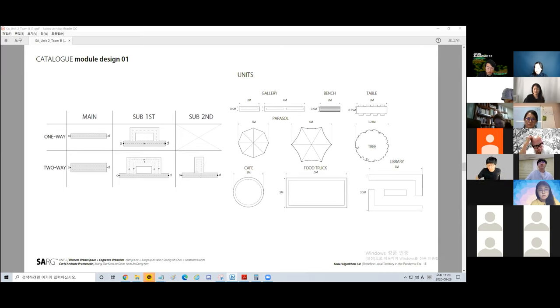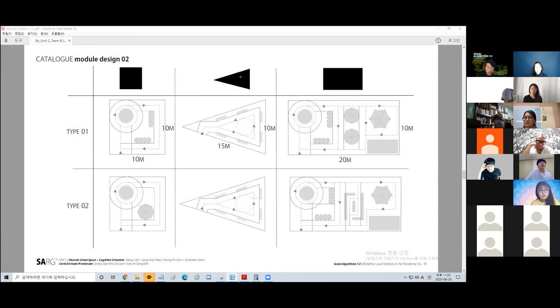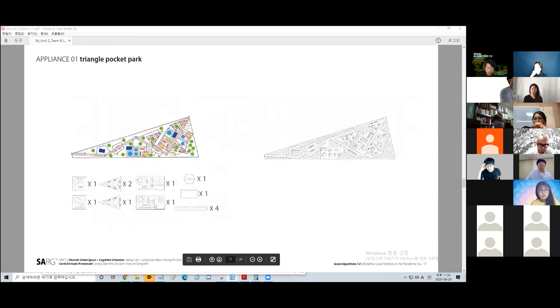And also we created real-size objects, including various services such as the gallery, the cafe, food truck, or library. And after that, we made combinations of objects which are called modules. We created 3 types of shape similar to our target area. And we also made some variations of components like this. And now we applied our catalogs to our 4 target areas. This is the layout of components for Jandari Children's Park. The shape of the area is a triangle, and the main concept of the main road is a zigzag line.